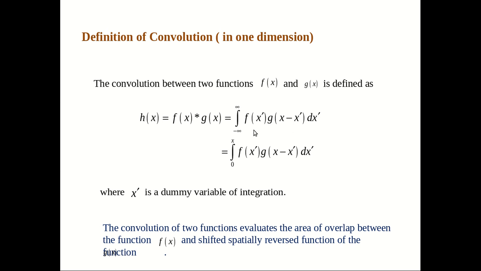Sometimes the convolution is also written as the integral from 0 to x of f(x') g(x minus x') dx'. The convolution of two functions basically evaluates the area of the overlapping region between the function f(x') and the shifted, spatially reversed function of the function g(x).